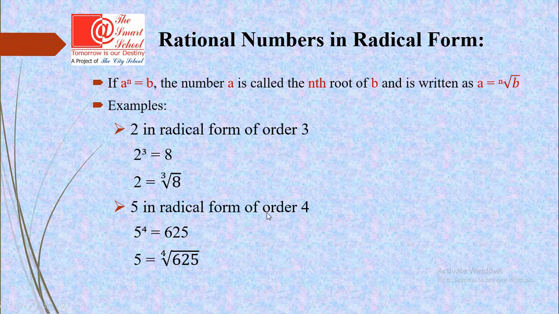Now 5 in radical form of order 4. So 5 power 4, which is 625. So 625 radical form of order 4 is equal to 5.